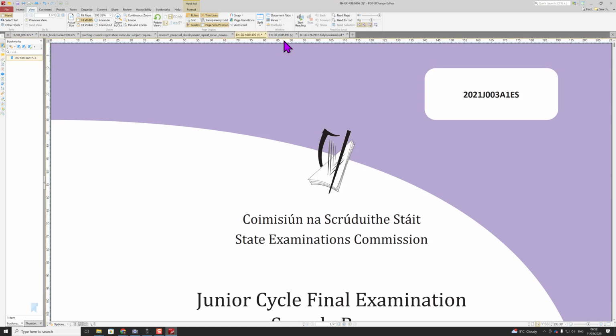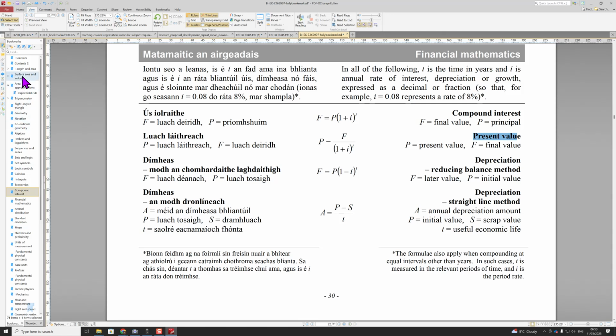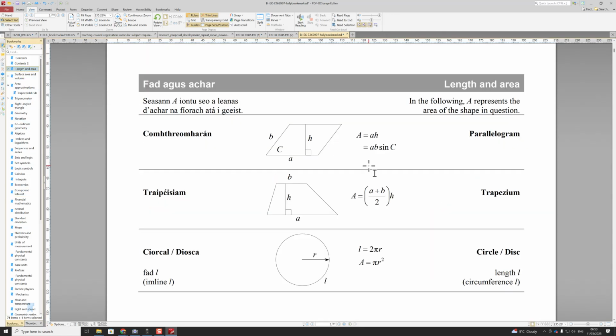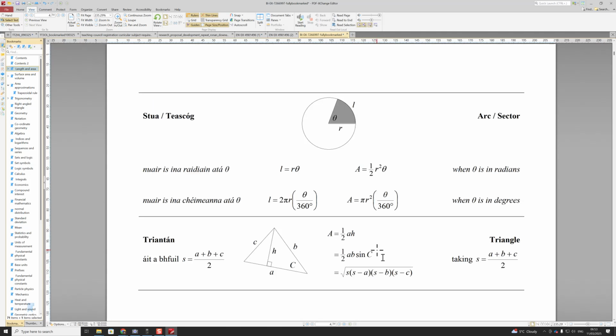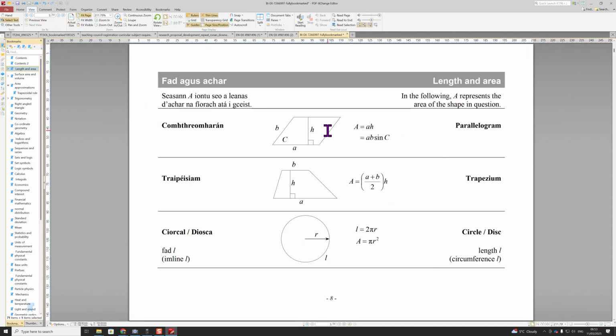we need to get the area of a triangle. Okay, so let's go way up to length and area, and there's nothing here. Let me go fit page.